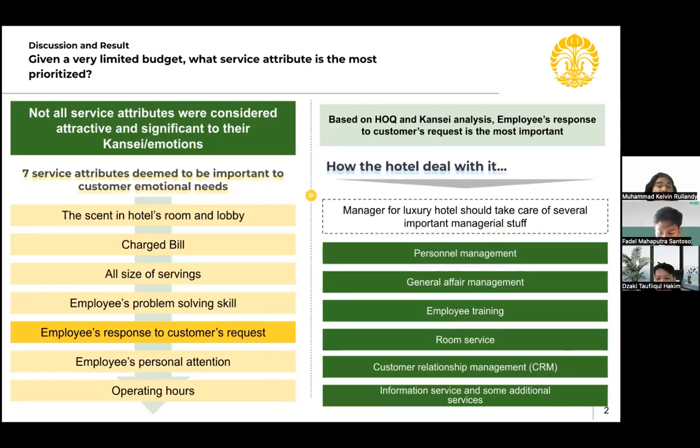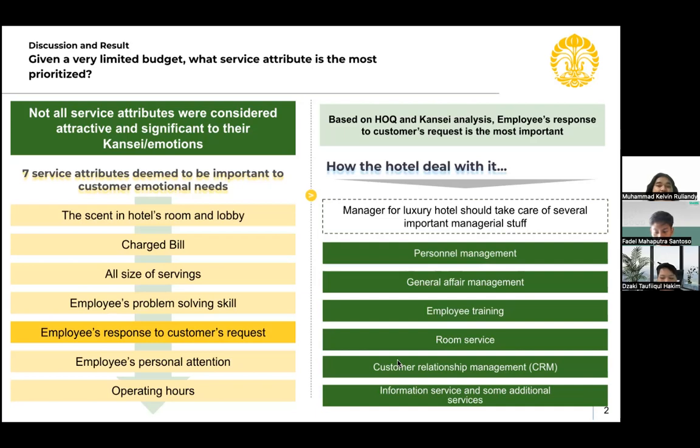Okay, next we continue to the discussion and the result. With regard to market dynamics, especially customer emotional preferences for Indonesian tourists, not all service attributes were considered attractive and significant to their Kansei or emotions. Through the analysis of Kano models and Kansei modeling, there were 7 service attributes deemed to be important to customer emotional needs, such as the scent in the hotel's room and lobby, charge bills, all size of servings, the employees' problem-solving skill, employees' response to customer requests, employees' personal attention, and also operating hours.